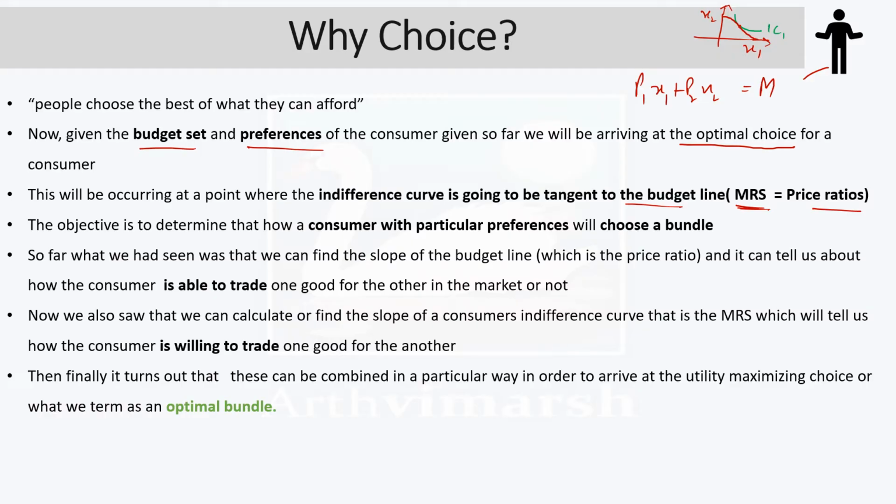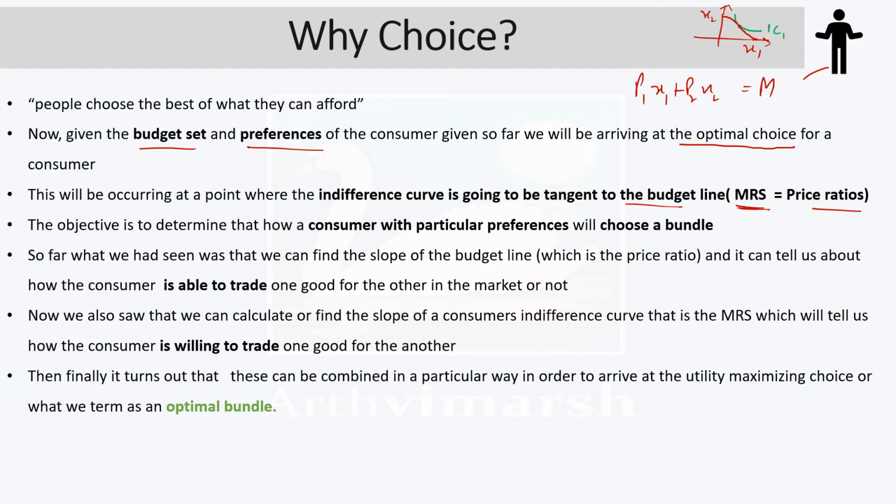If you divide this expression simply with the price, taking one of the prices as numeraire, as discussed in the previous videos, you can revisit the budget constraint video if you are not clear with how we get the slope from this budget line, right? So the condition is that they should be tangent. The objective here is to determine how a consumer with particular preferences will choose a bundle.